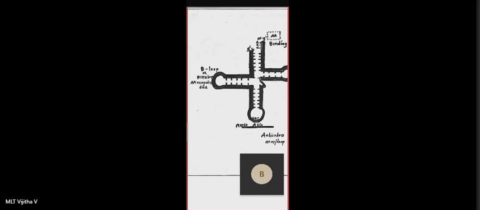It is the smallest RNA, also known as soluble RNA. The shape is cloverleaf-like, but it is a single-stranded structure.